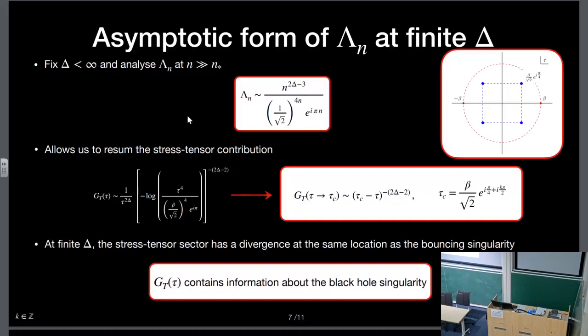And in this OPE series for the stress tensor sector, you get some logarithmic divergences, and you find that these divergences are exactly the same values as the ones predicted by the bouncing singularities, up to some reflections. Not only that, but you see this exponent is very similar to what you found for the geodesic analysis as well. I just want to stress that even at finite delta, the stress tensor sector has a divergence at the same location as the bouncing singularity. So this means that at finite delta, the stress tensor sector knows about the curvature singularity in the bulk.